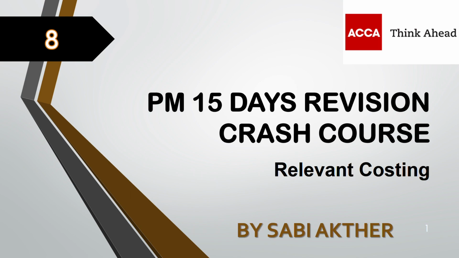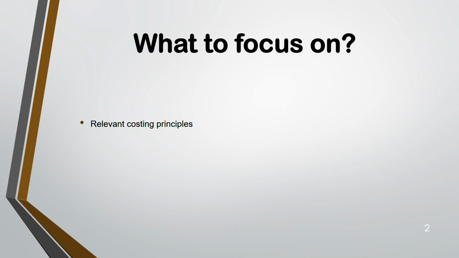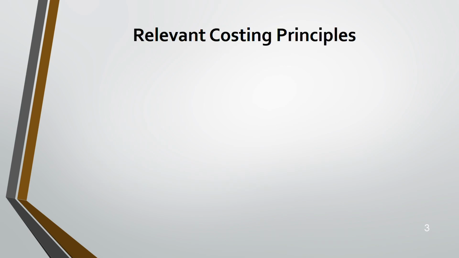And the topic is relevant costing. In my previous lecture, that is day 7, I've gone through pricing. So under pricing, one of the pricing approaches was relevant costing. Now this relevant costing is expanded and explained in detail. Here we are going to go through relevant costing principles, make versus buy decision, shutdown decision, joint products.